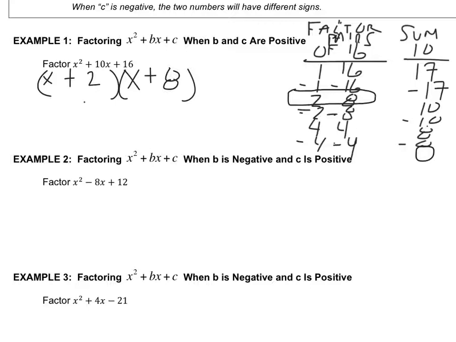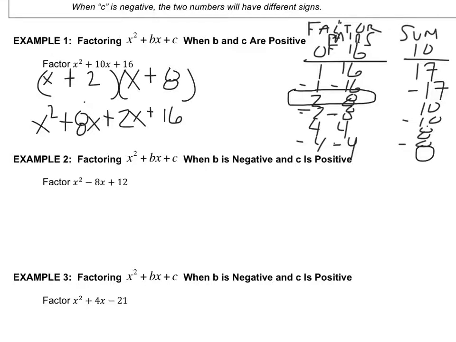Now, one of the things we should always think about doing is also checking. If I do a check on this, I would use that FOIL method that we learned about. If I do x times x for the first terms, I would get my x squared. If I did the two outside terms, I would get x times 8, which is 8x. If I did the inside terms, I would get 2 times x, which is 2x. And if I did the last terms, I would get 8 times 2, which is 16.